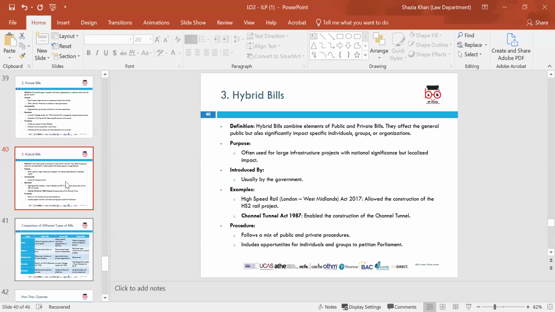Then you have the hybrid bills, which are government bills that affect particular interests in a certain way. As well as impacting the general law, they also impact organisations and groups. They are often used for large infrastructure projects and are usually introduced by the government, as I mentioned. The examples are the High-Speed Rail Act 2017 and the Channel Tunnel Act 1987. The procedure follows a mix of public and private procedures and includes opportunities for individuals.